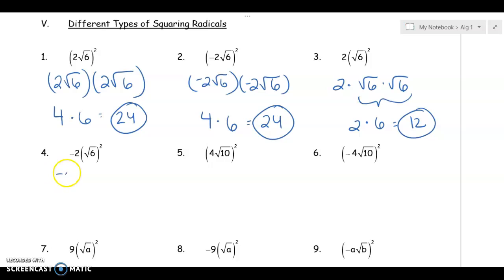The next one, we have negative 2, and then we have square root of 6 squared. So square root of 6 times itself. Well, once again, square root of 6 times square root of 6 is 6. We have it times by negative 2 this time, so you get negative 12.